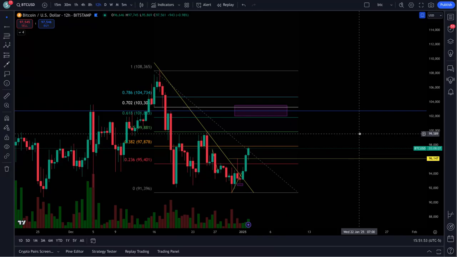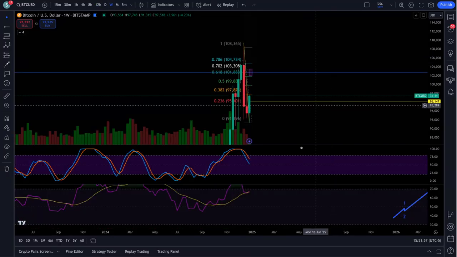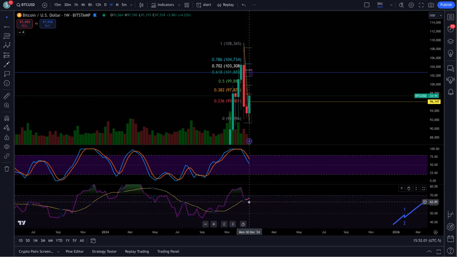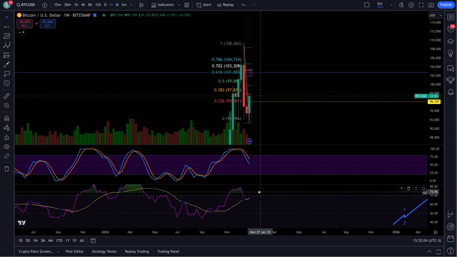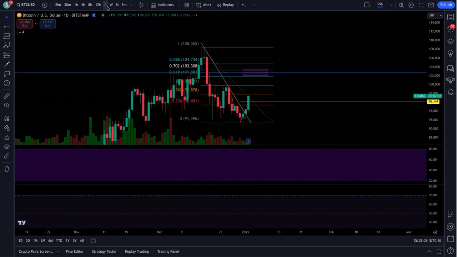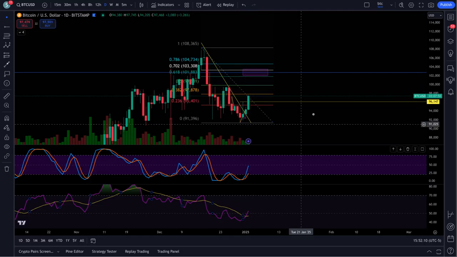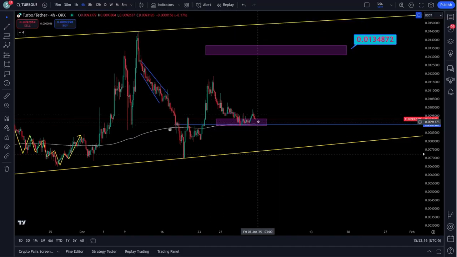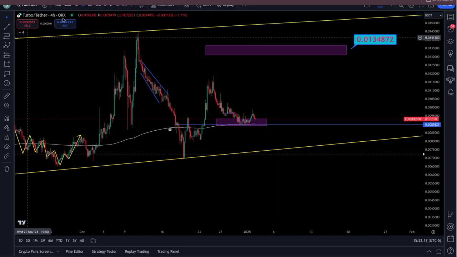The RSIs look good, relative strength index. You got your weekly, trying to turn back up here. All right, down here, it's hit this moving average and turning back up on a regular RSI. Your daily's heading straight up right off the bottom. Looks good. All right, if we take a look at Turbo here, we came back right into this retracement zone on a 12 hour.